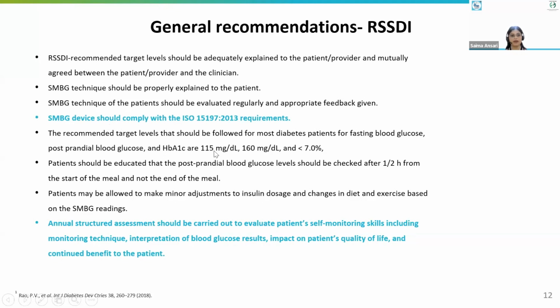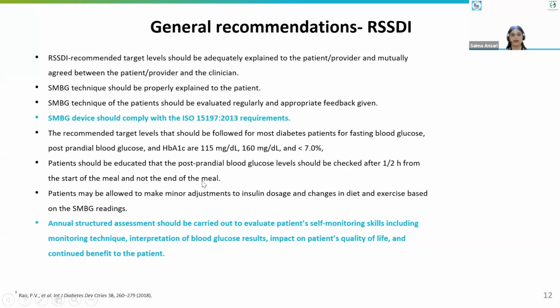So the recommended target levels for most diabetes patients for fasting sugar, postprandial, and HbA1c are like this: 111 mg per dL, 160 mg per dL, and HbA1c 7%.